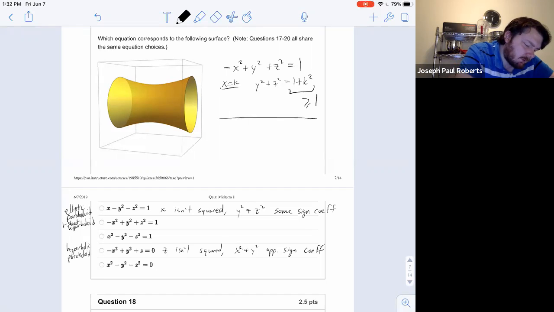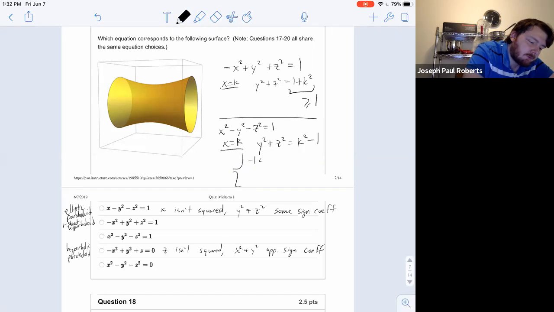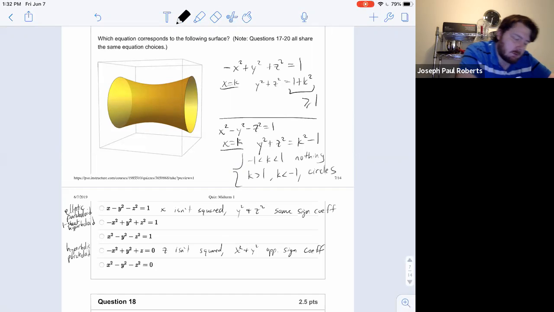Okay, and then let's look at one of these other equations. If I have x squared minus y squared minus z squared equals 1, if I do the x equals k traces and rearrange this, this is going to be y squared plus z squared equals k squared minus 1, which is going to miss some traces, right? If k is between minus 1 and 1, k squared minus 1 is negative, so there are no cross sections for that range. But if k is bigger than 1 or k is less than negative 1, then you get a circle. And so that's the two-sheet hyperboloid.